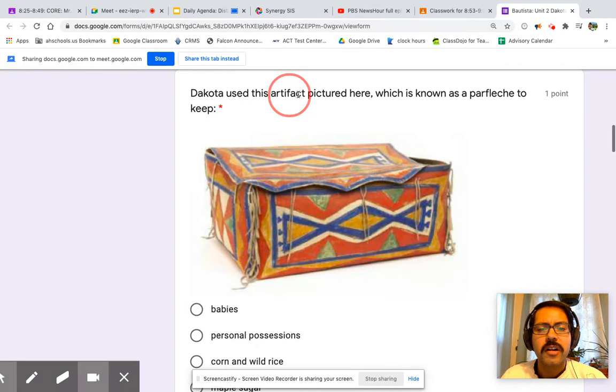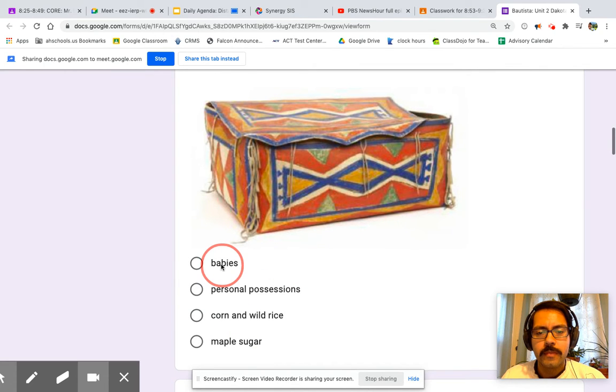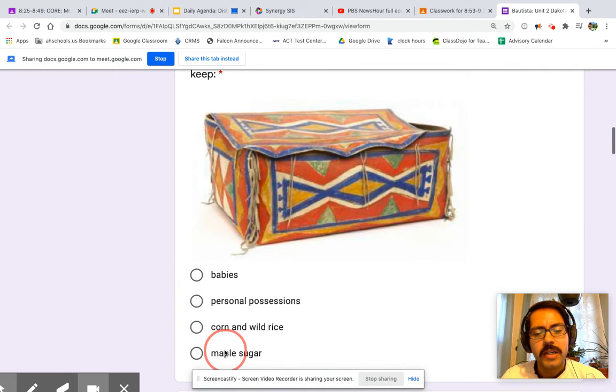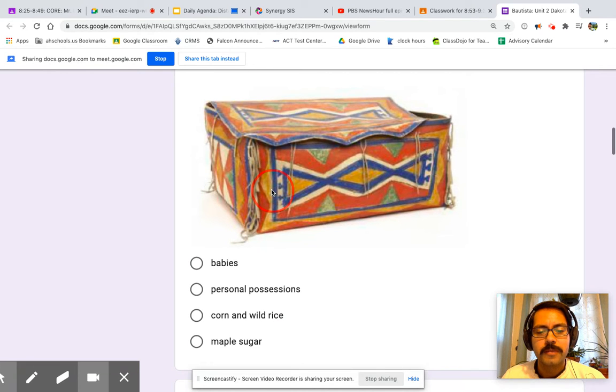Dakota used this artifact pictured here, which is known as a parfleche, to keep what item? So what item here would be kept inside of this parfleche? Would it be babies, personal possessions, so something that you think is valuable, that's what a personal possession would be. Third option, corn and wild rice, or maple sugar. So what option here would you put inside this parfleche?